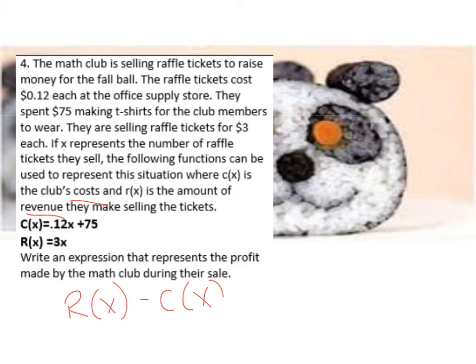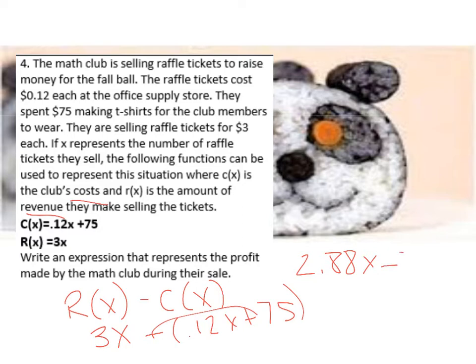So now all we need to do is substitute. R of X equals 3X minus, I'm going to put some parentheses here, 0.12X plus 75, which equals C of X. So technically here we have an expression. If you wanted to simplify, 3 minus 0.12 is equal to 2.88x, and we're also distributing that minus sign to 75, so minus 75. This is an expression that could be the revenue minus cost.